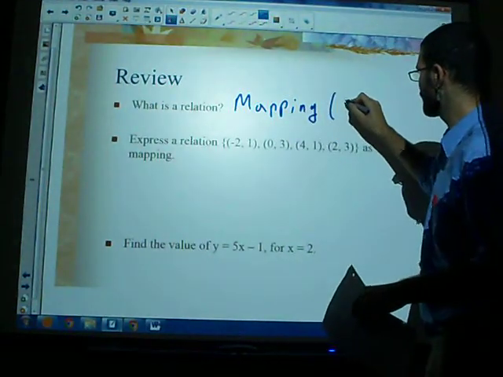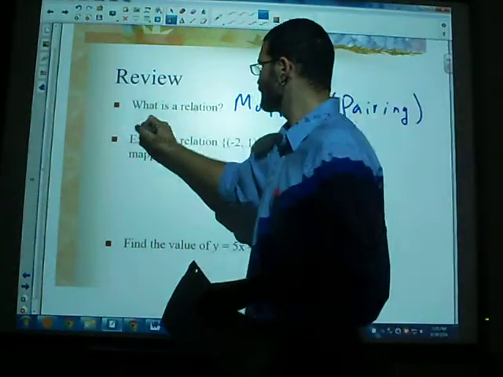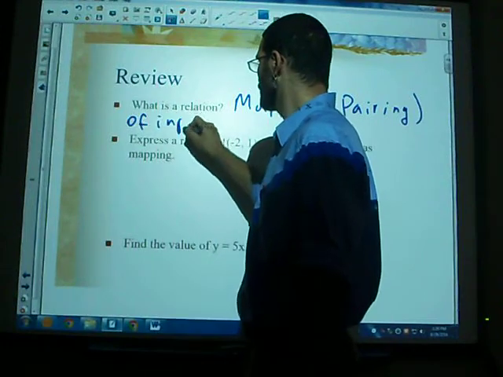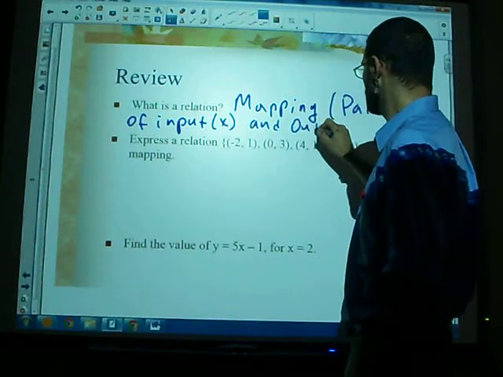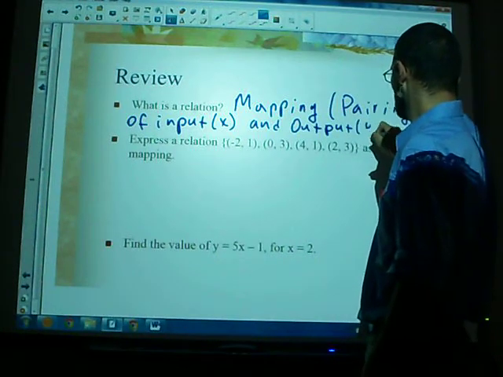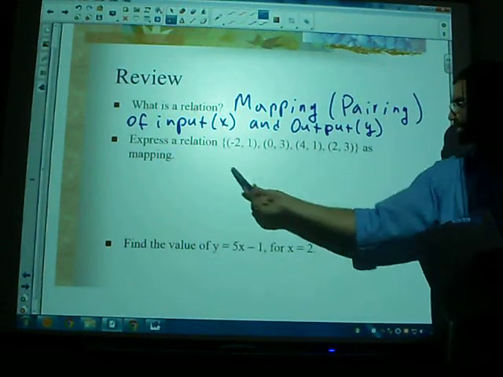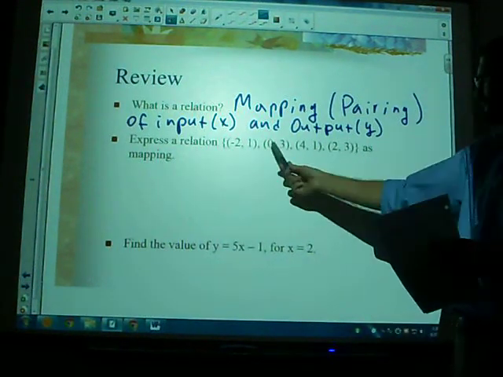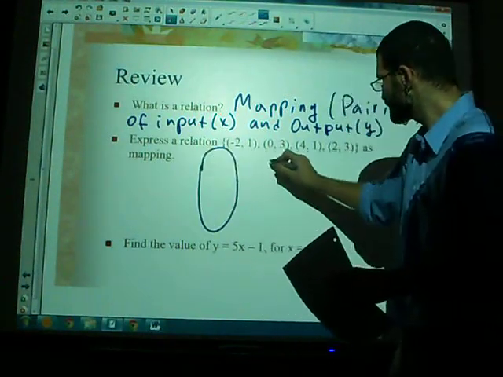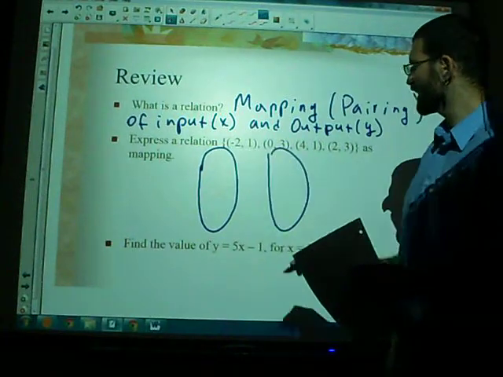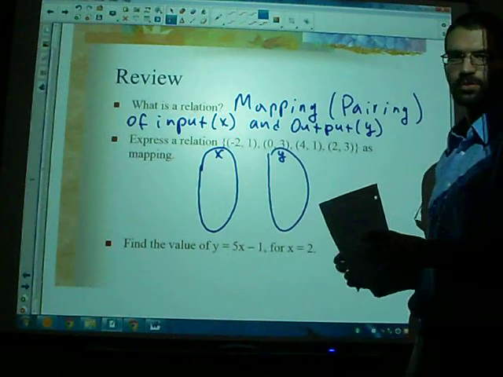Mapping, also known as pairing, of input, which is x, and output, which is y. So to express this relation as a mapping, right now it's all paired up because we have ordered pairs here. We can draw these diagrams. Remember that the ones on the left are always our x, and the ones on the right are always our y.